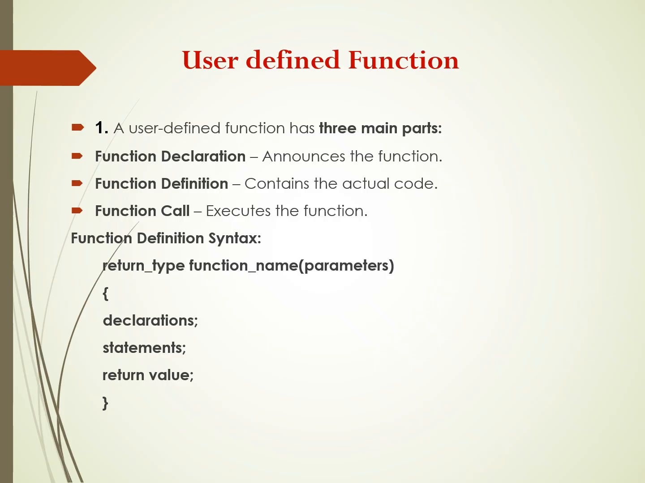The third part is function call. A function call is used to execute the function, whenever the function name is written with parentheses. The program transfers control to that function, executes all its statements, and then returns control to the point from where it was called. So remember that every user-defined function consists of three important parts. First is function declaration, second is function definition, and the third is function call. The function definition contains the actual code and the function call executes the function whenever it is needed.